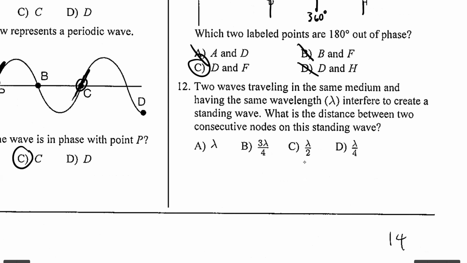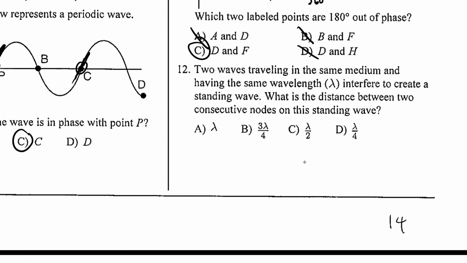Okay? Number 12, 2 waves traveling in the same medium and having the same wavelength interfere to create a standing wave. What is the distance between 2 consecutive nodes on the standing wave? So we didn't talk about standing wave in the beginning really a lot, but this is what a standing wave looks like. I'm going to use this line to represent equilibrium. So you have the wave, and I think in the videos they showed you examples of this.